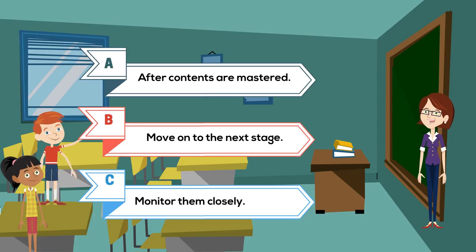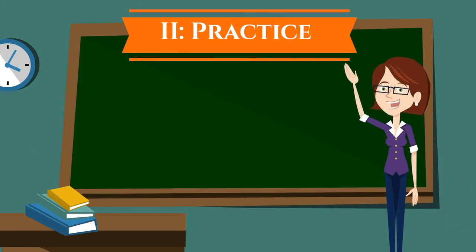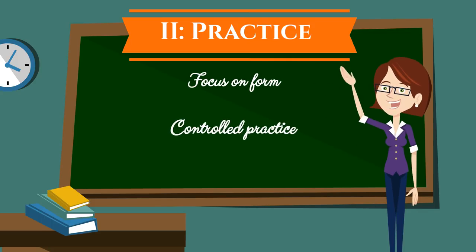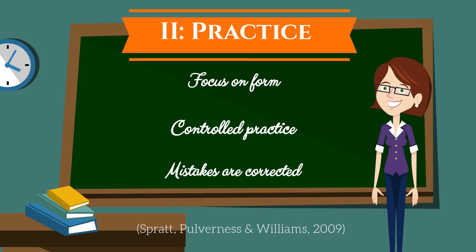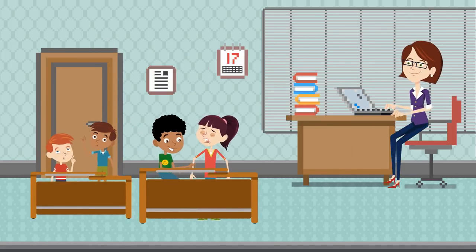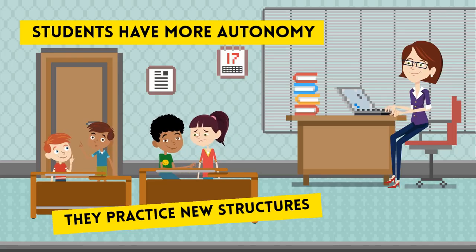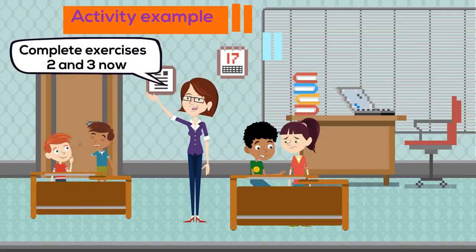They will need you to monitor them closely. Part 2. Practice. In the practice stage, the focus is on form, so the teacher has to provide controlled practice, and all mistakes are corrected. In this set of activities, students are given a little more control, and they start trying out the new patterns of language. For example, now the students can complete the book's exercises, which are perfect to check if they understood.